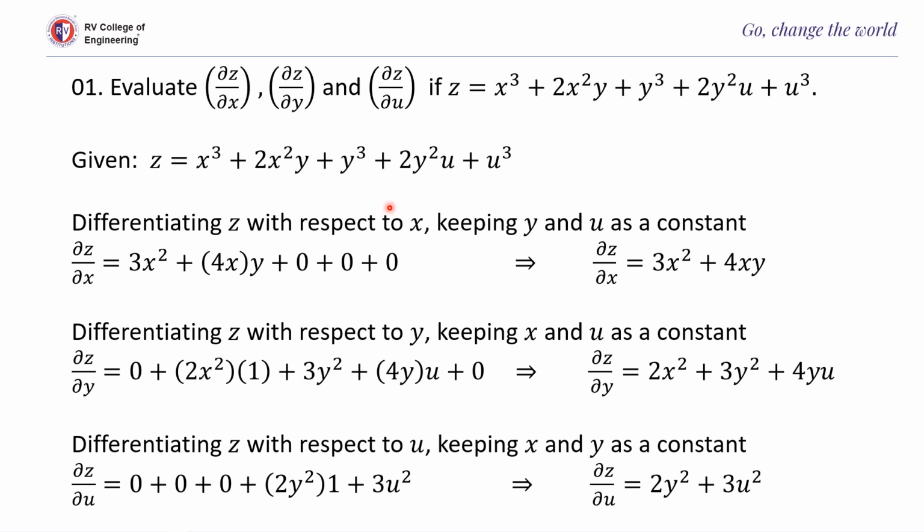Then differentiate z partially with respect to u now. Therefore, differentiation of x³ is 0, 2x²y is 0, y³ is 0. Differentiation of 2y²u: you have to differentiate u, that is equal to 1, and differentiation of u³ is 3u². So on simplification, you get 2y² + 3u². So these are the three first order partial derivatives of z with respect to x, y and u.